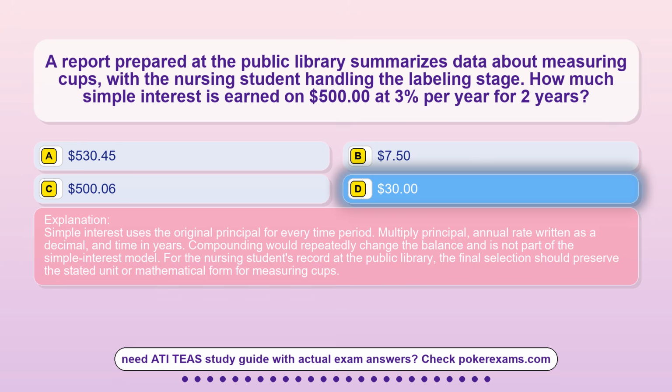Multiply principal, annual rate written as a decimal, and time in years. Compounding would repeatedly change the balance and is not part of the simple-interest model. For the nursing student's record at the public library, the final selection should preserve the stated unit or mathematical form for measuring cups. Question 8.